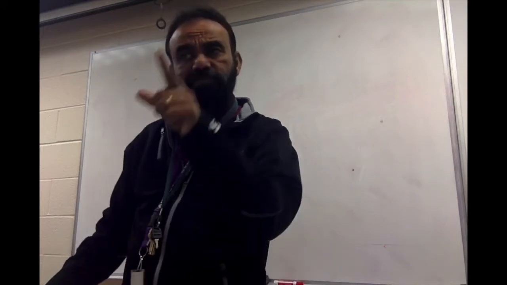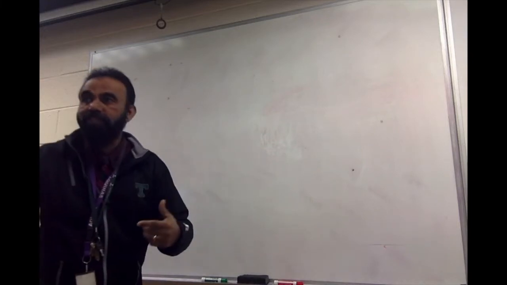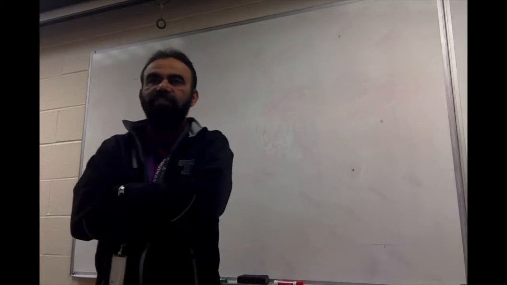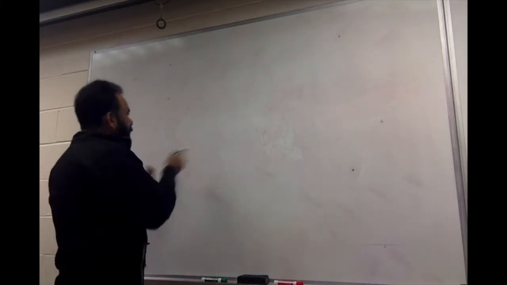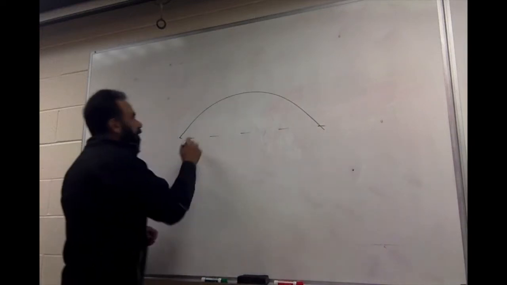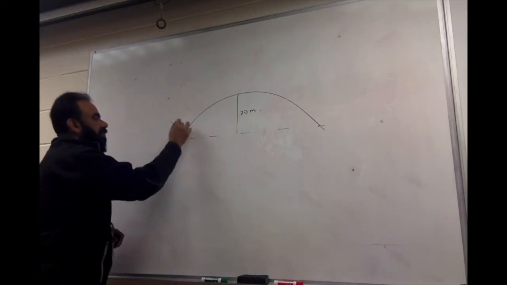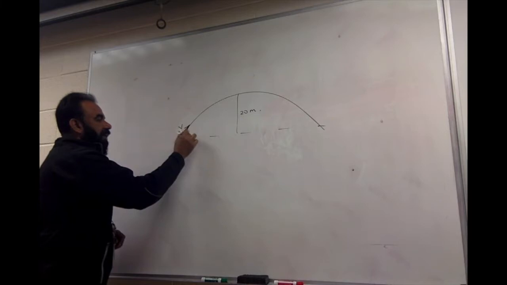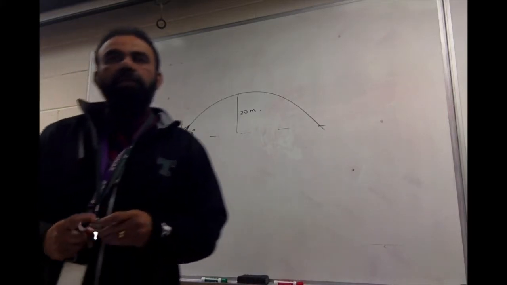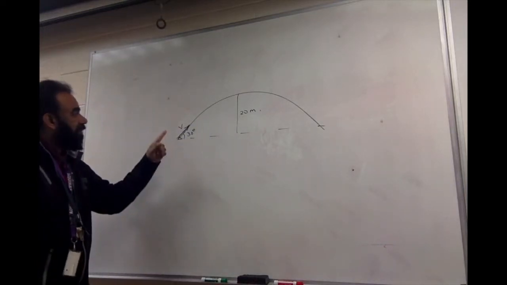What do you do first? Draw a picture. Before drawing a picture, if you just ponder over that question, you won't get anywhere. So the first thing to do is draw the picture. So here goes. And here is the 20 meters I told you. And here is the velocity with which it's thrown. And here is the angle, 30 degrees. This is the information I have given you. Now, you need to think about solving it. We need this velocity.